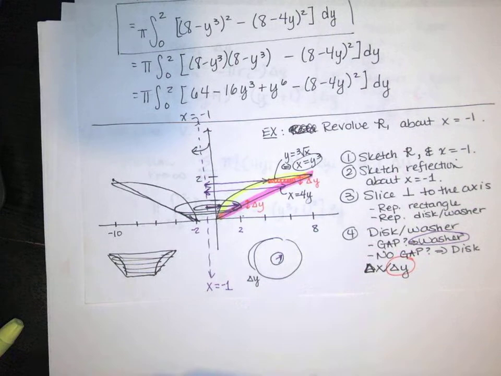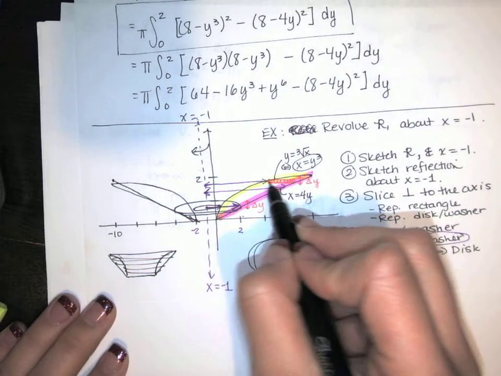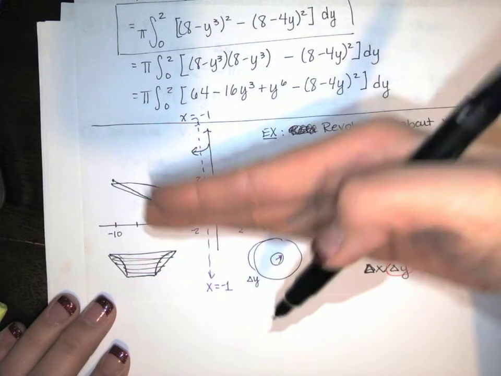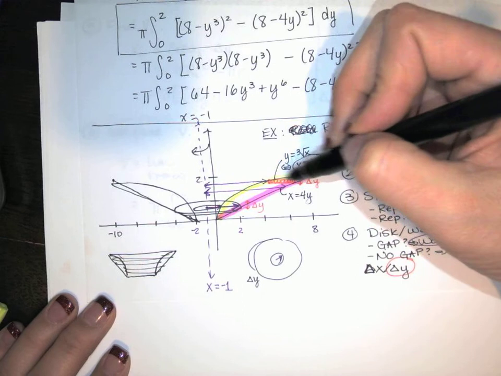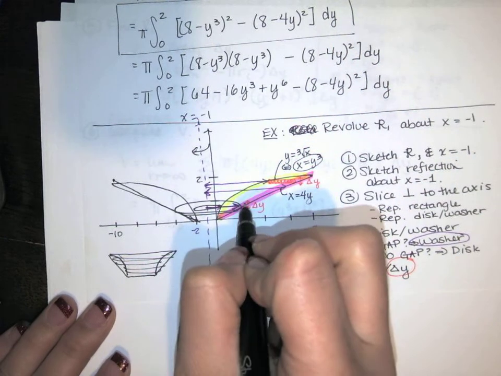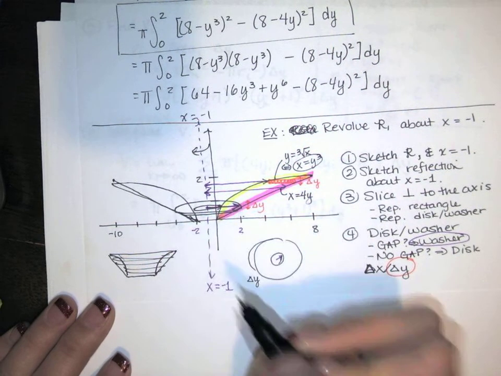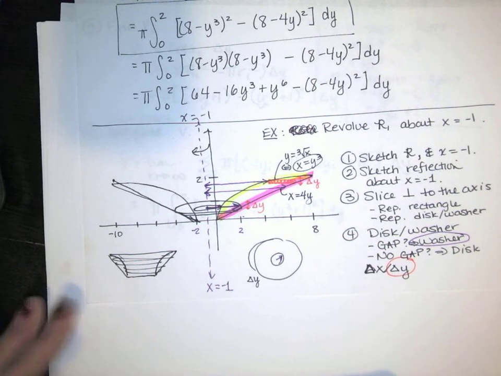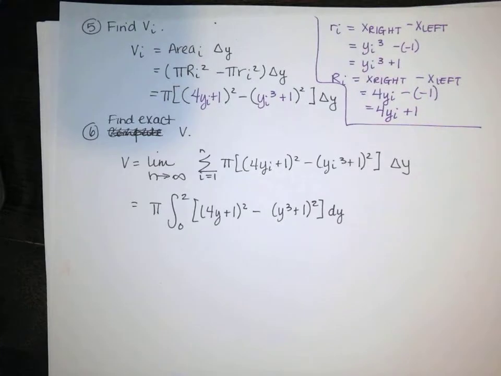I've got a vertical axis. The representative rectangle, when I slice perpendicular to that axis, is horizontal and it has a little height of delta y. And that height of your washer or disc is also delta y. Okay.